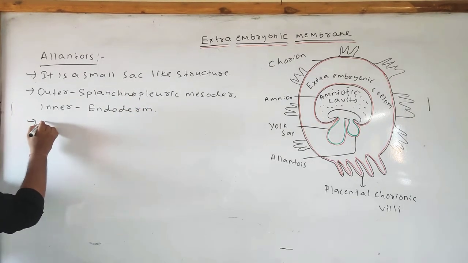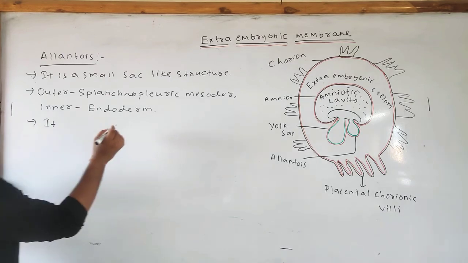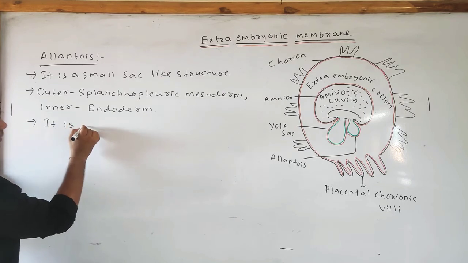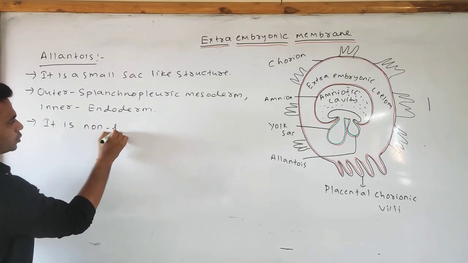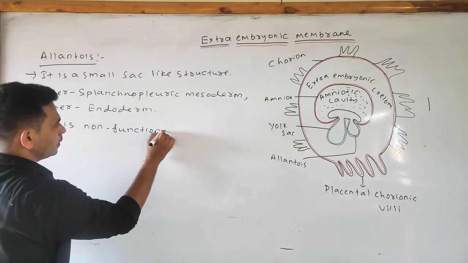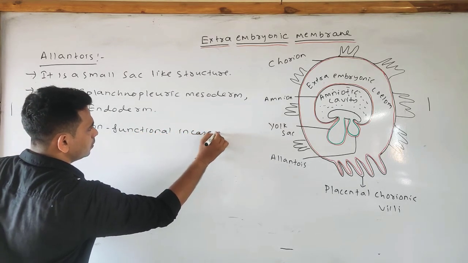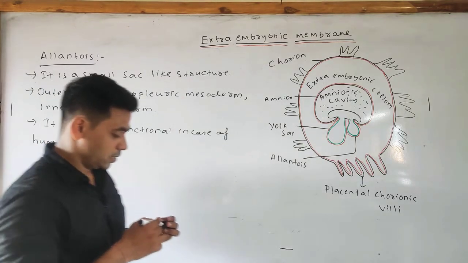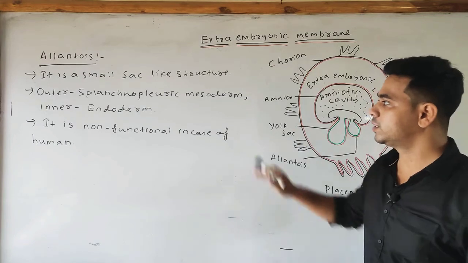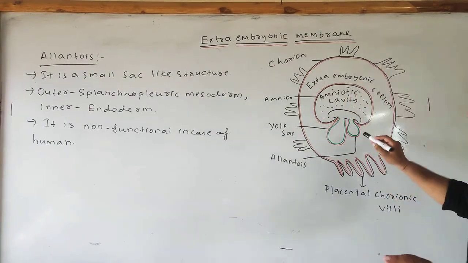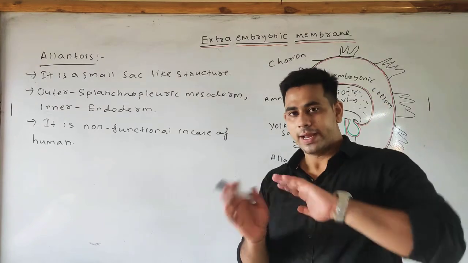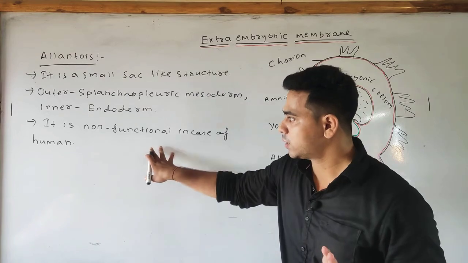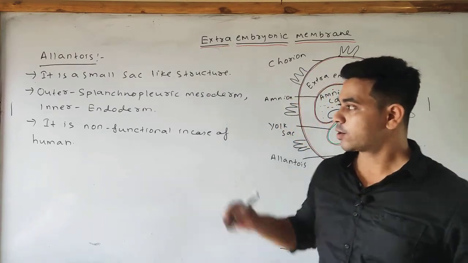Third point, it is basically non-functional in case of human. So these are the three important points. First point, it is a small sac-like structure. Second point, it is externally lined by the splanchnopleuric mesoderm and internally lined by the endoderm. Third point, it is non-functional in case of human. Now come to the functions.